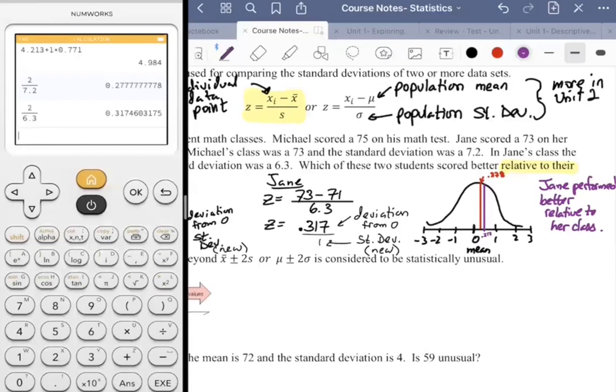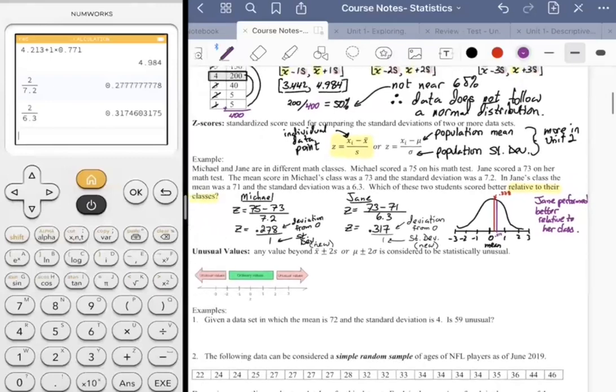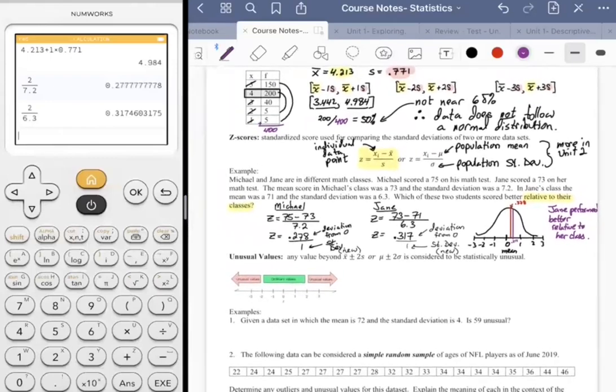And yeah, you do have to be careful, because if you write down as a final answer here, Jane performed better. Well, no, Jane did not perform better. She got a 73, Michael got a 75. Michael performed better, but relative to her class, she performed better, right? So it's a subtle difference in verbiage, but it makes all the difference.